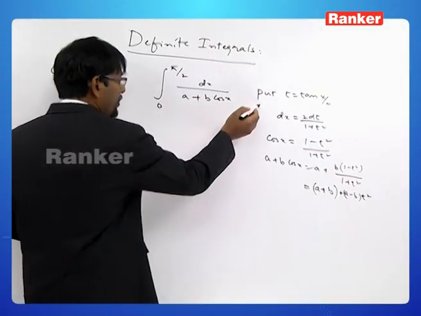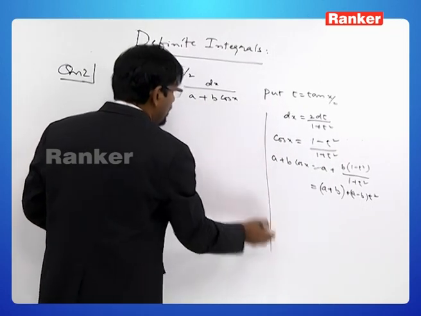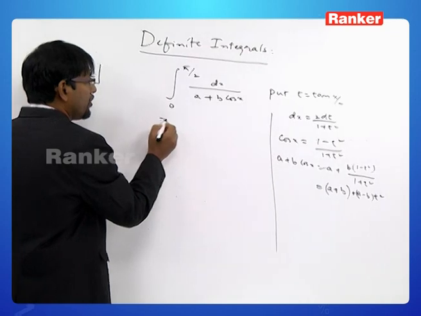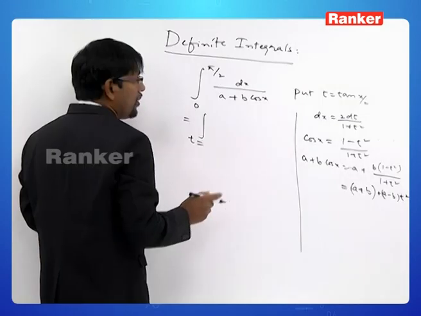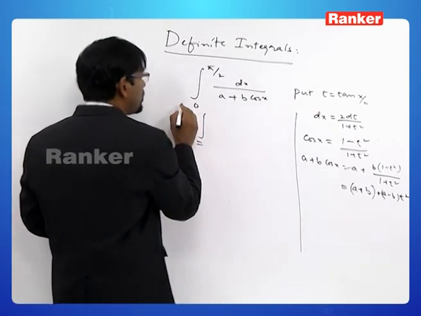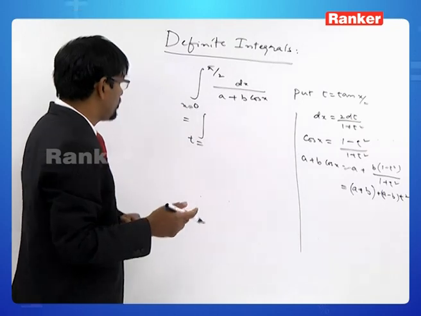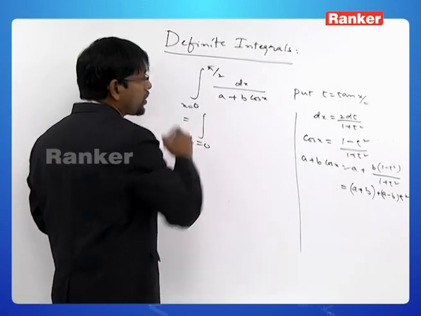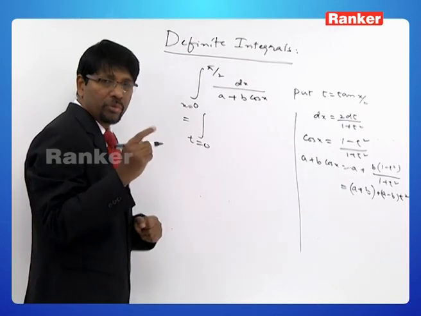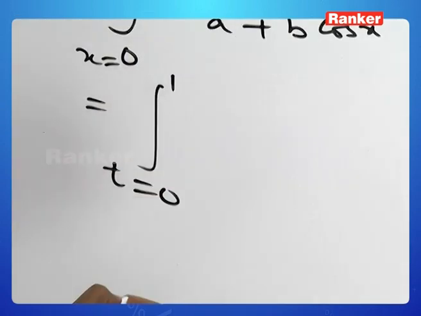So that is the a plus b cos x part. So now coming back to this, the integral, what do we have? We'll convert into t. When x is equal to 0, t will be 0, tan 0 is 0. When x is equal to pi by 2, x by 2 will be pi by 4 and tan of x by 2 will be 1. So t ranges from 0 to 1.